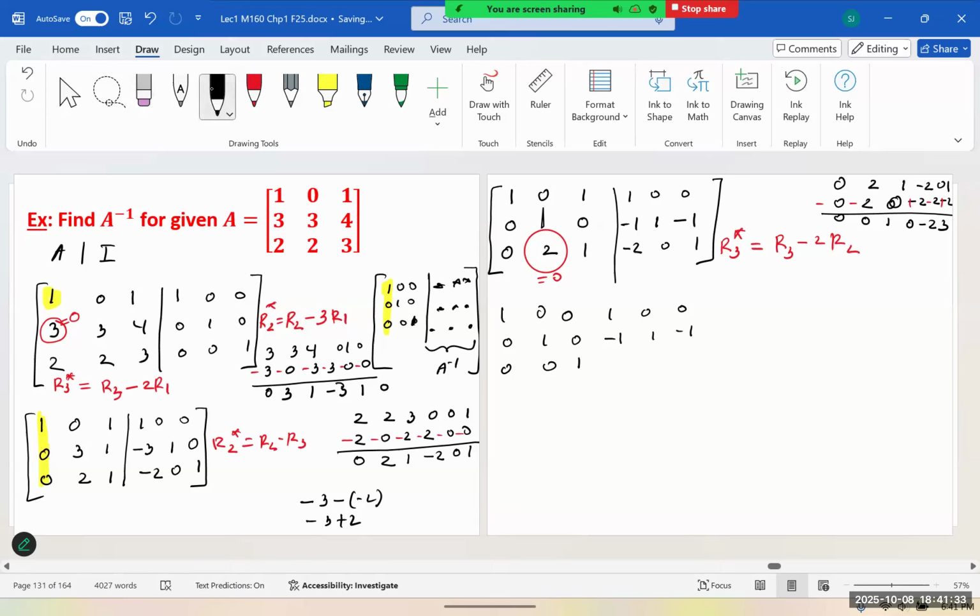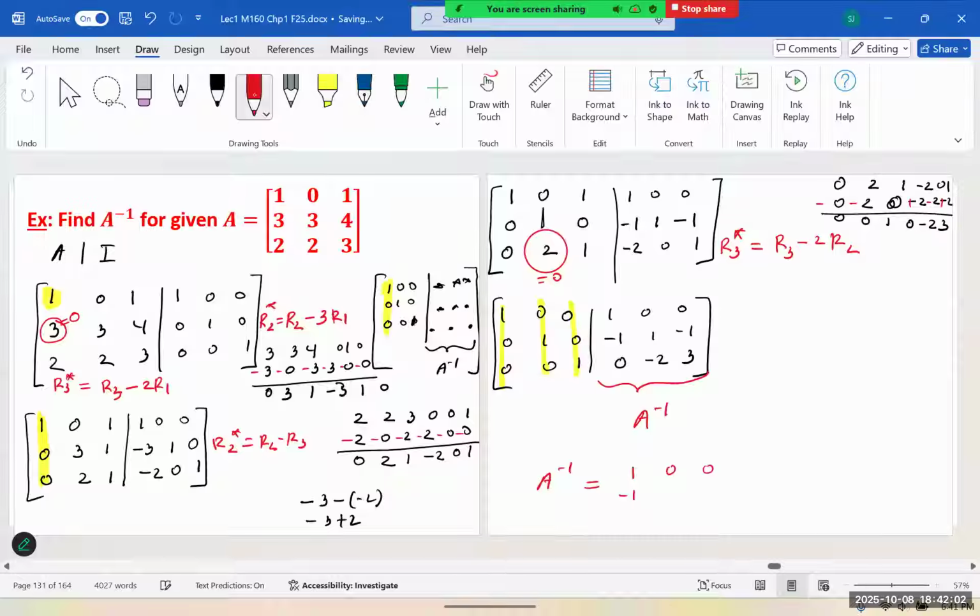1, 0, 1. The last line 0, 0, 1. Then we have 0, negative 2, 3. And if you observe, this is the identity matrix. That means, unless I made any type of mistake, this is our inverse matrix. So A inverse is 1, 0, 0, negative 1, negative 1, 1, negative 1, 0, negative 2, 3.